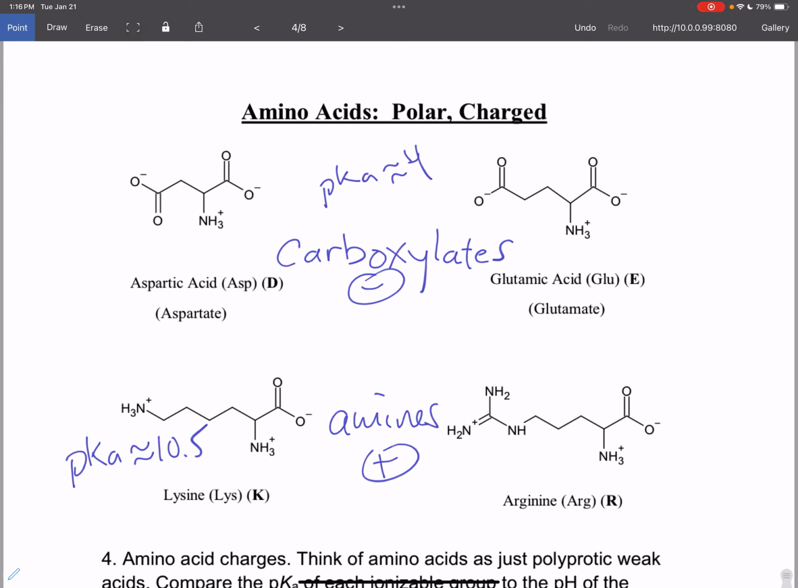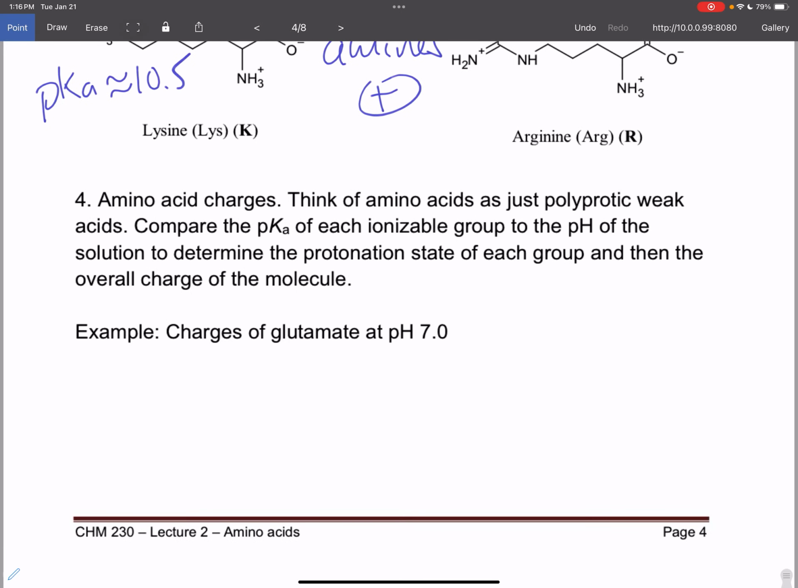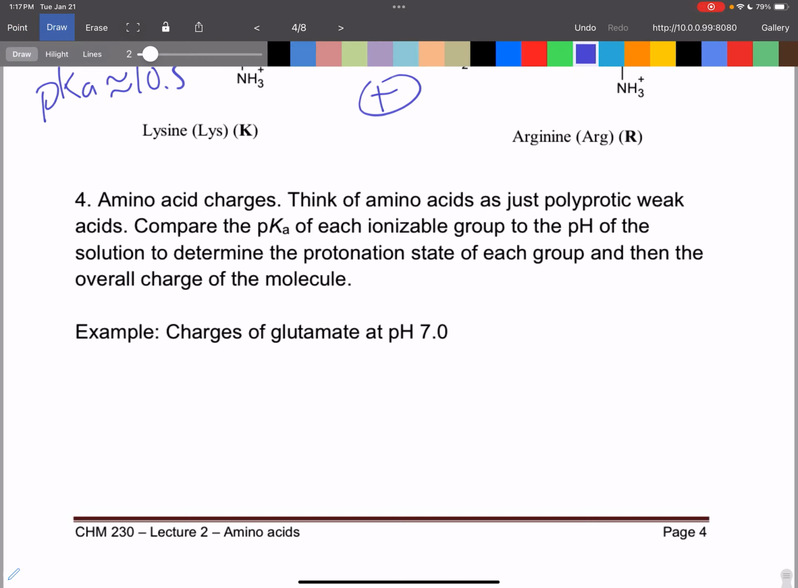Speaking of those charges, I want us to take a minute and think about the charges on an entire amino acid, both the main chain groups and the side chain groups, and what the overall charge will be for an amino acid. Same thing we've been doing: think about the pKa of a functional group and then the pH of the environment. So here we're going to look at the charges of glutamate at pH 7. I'm going to draw glutamate out, and this is the way it would appear at 7.